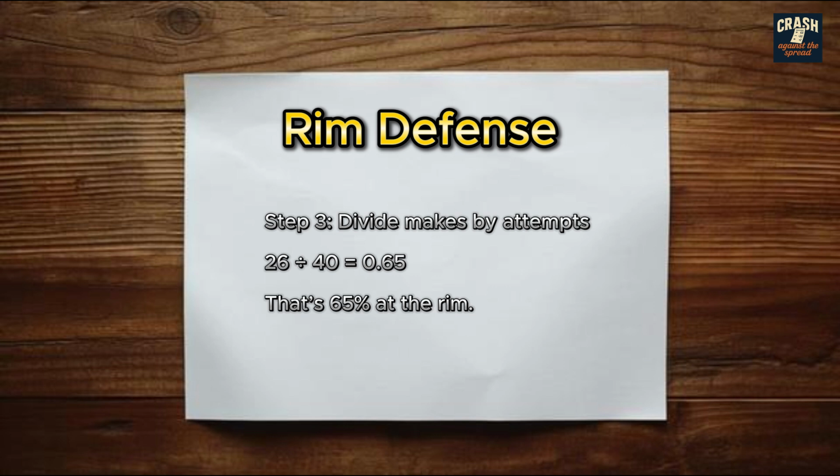What this tells you: league average is already high. If opponents are scoring above that, your rim protection is weak. Below it, you're deterring finishes.